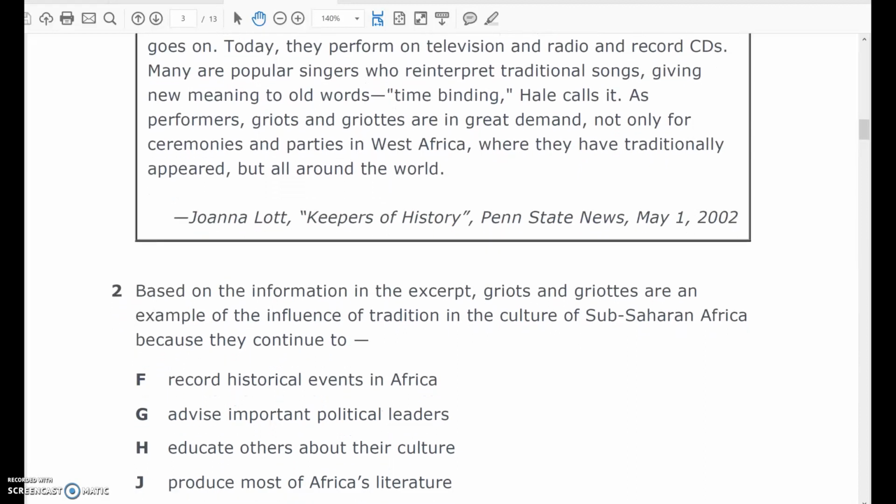Number 2. Based on the information in the excerpt, griots are an example of the influence of tradition in the culture of Sub-Saharan Africa because they continue to F. Record historical events in Africa. G. Advise important political leaders. H. Educate others about their culture. J. Produce most of Africa's literature.